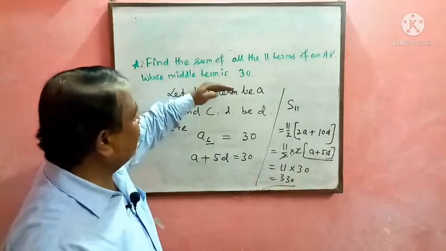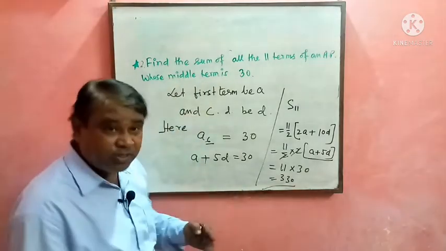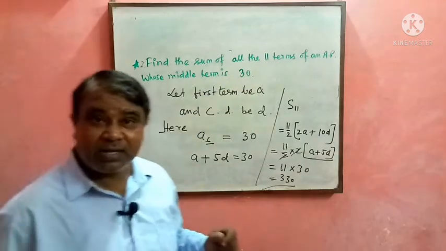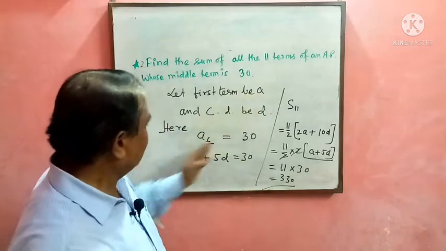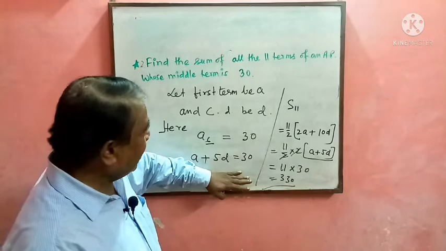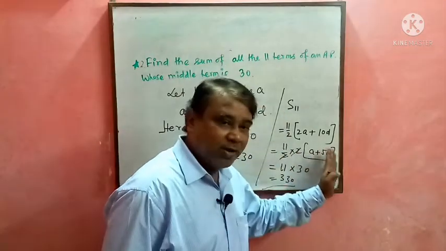Whenever a condition is given, like the value of the middle term is given, you write the middle term. But you first need to know which one is the middle term. 11 terms are there, so definitely the middle term is the 6th one. So the 6th term is this one. Leave it here, and go for using the identity of the sum of 11 terms.